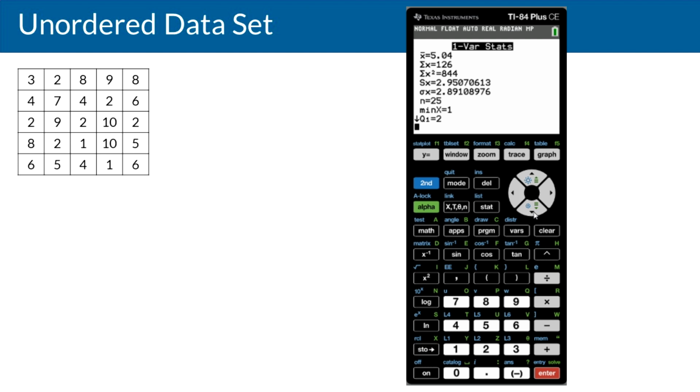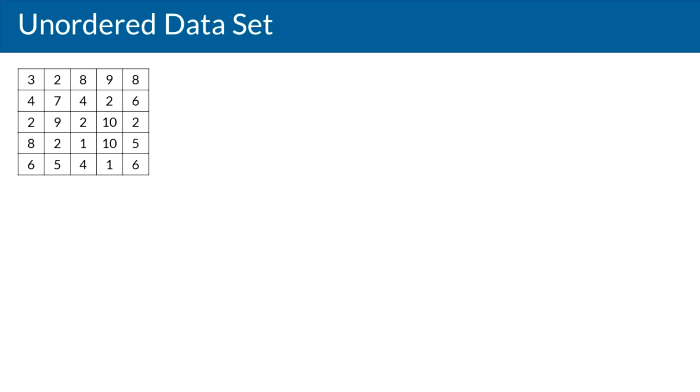X bar is listed right at the top. That's the mean for our data set. And as you scroll down, the option that says med is your median of your data set. Our calculators can determine these values far more efficiently than we could by hand, which makes them indispensable tools when it comes to analyzing data for statistical purposes.